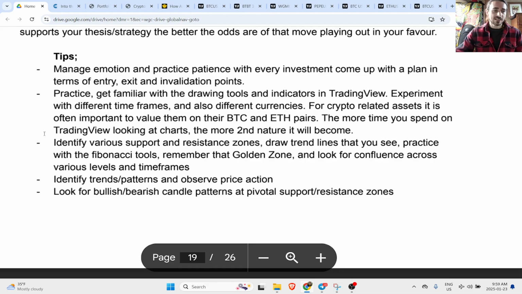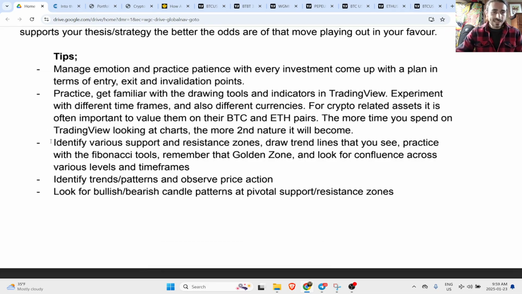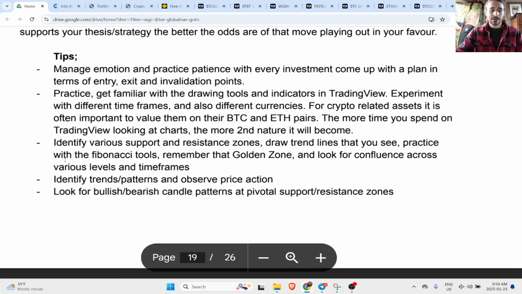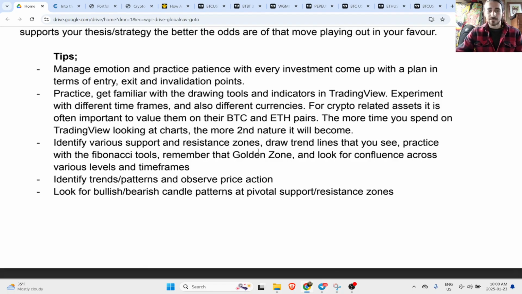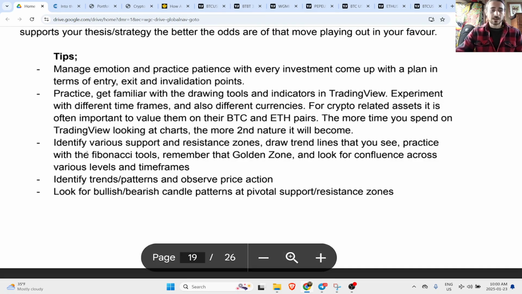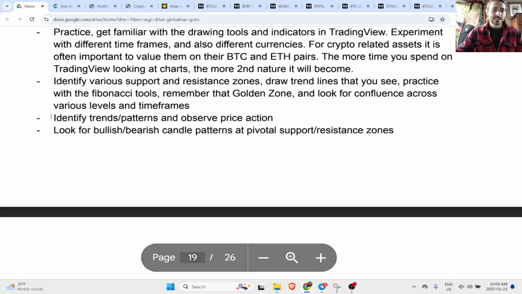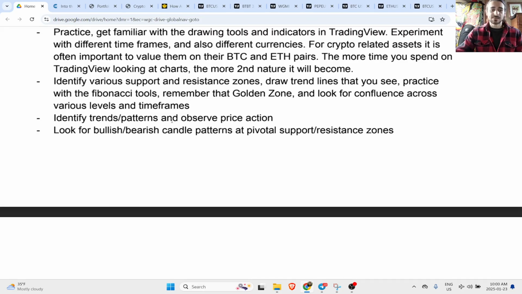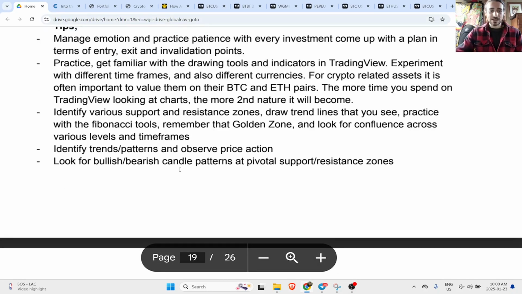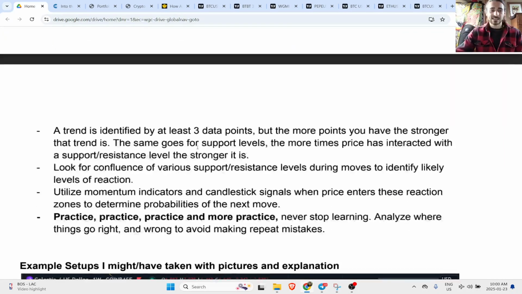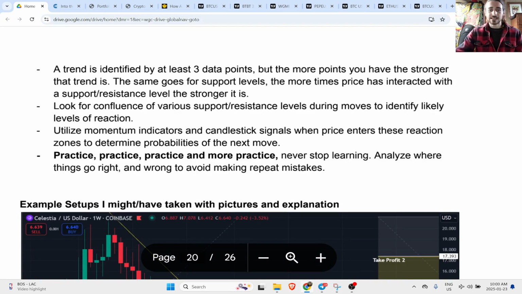So just get on the charts and draw those levels and look for the setups. Identify those various support and resistance zones. Draw trend lines you see. Practice with the Fibonacci tools. Remember that golden zone and then look for confluence across these levels. Identify the different trends and patterns. Observe how price action reacts off those levels and those patterns. And then look for those bullish and bearish candle patterns at pivotal support and resistance. Trend line: identify by at least 3 data points.